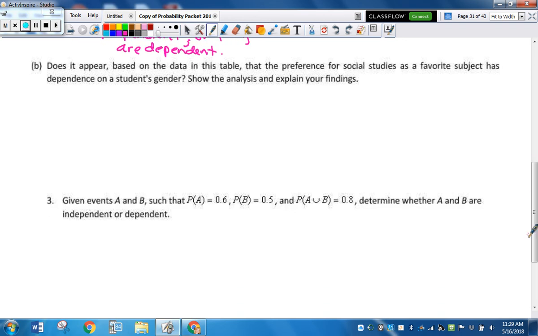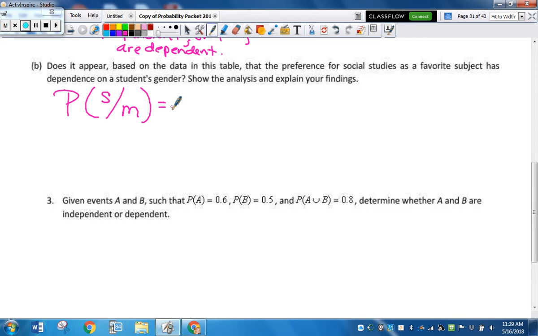Alright, ready? Does it appear based on the data in the table that the preference for social studies as a favorite subject is dependent? Okay, so now we're doing the same idea with social studies. So let's go probability of picking someone who likes social studies given, we'll go male again, given male. What would that have to equal for them to be independent?